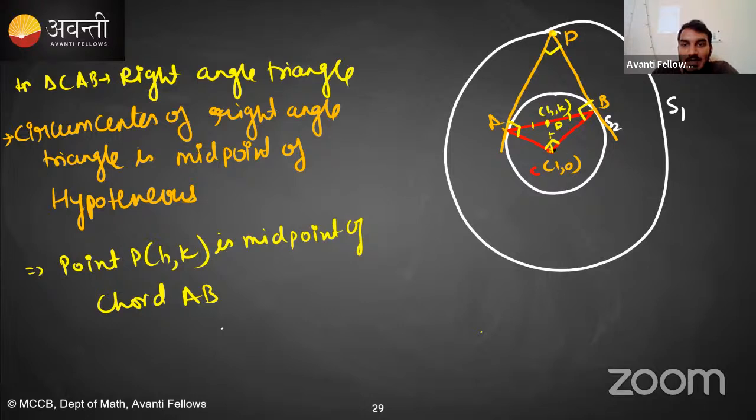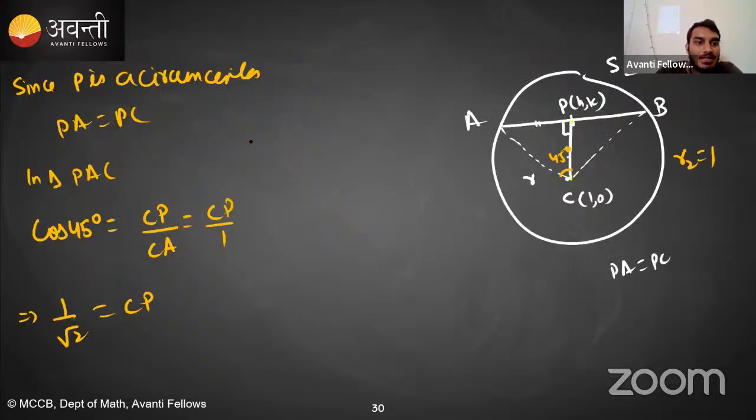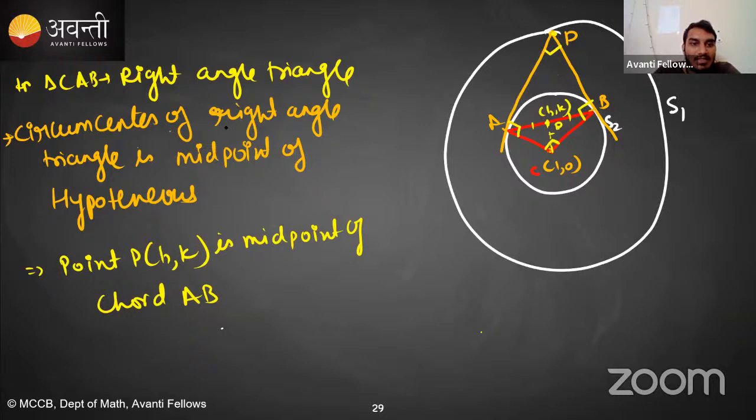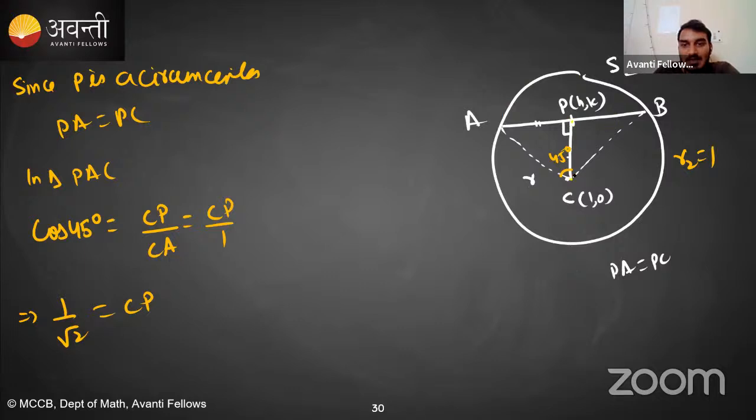So triangle CAB क्या हो गया? Triangle CAB become right angle triangle. Right? Triangle CAB क्या हो गया? Right angle triangle. And in right angle triangle, I have told you that the circumcenter of the right angle triangle is midpoint of hypotenuse. So this point P is the midpoint of the hypotenuse, right? So situation is like this. S2 is a circle whose radius is 1, center is 1, 0. Okay, center is 1, 0, and this AB is a chord of contact. Point P is the circumcenter which became the midpoint of the hypotenuse.